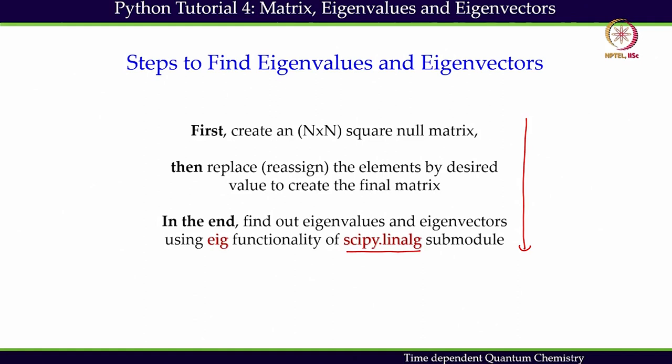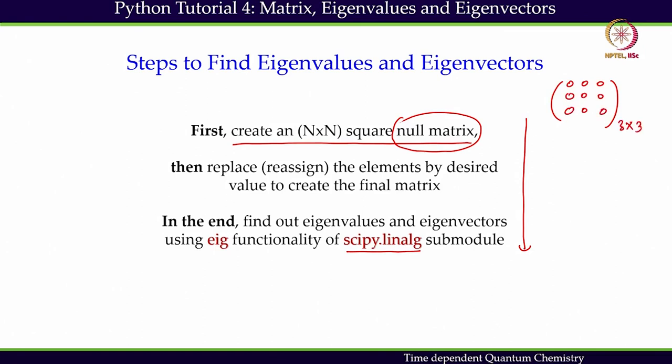So, what are the steps we are going to follow? First, we have to create an n by n square null matrix. This is something which you should remember. First we will create the null matrix. A null matrix is a matrix where all elements are 0. So, I am writing a 3 by 3 matrix where all elements are 0. We will prepare the null array first of the same dimension, 3 by 3. Then we will replace or reassign the elements by desired values to create the final matrix.